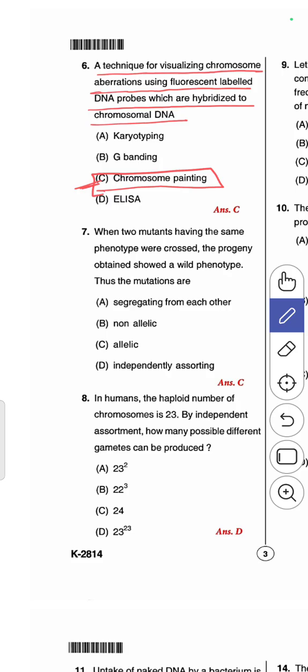Then, next question. When two mutants having the same phenotype were crossed, the progeny obtained showed a wild phenotype. Thus, the mutations are allelic. So, in this type of allelic mutation, we can come across this situation where, even though you crossed two mutants having the same phenotype, the progeny showed a wild phenotype. So, C is the right answer for this question.